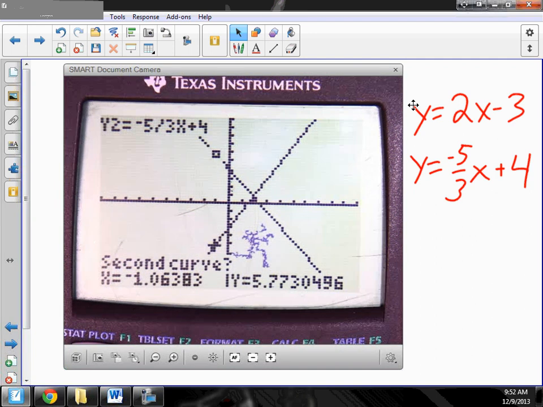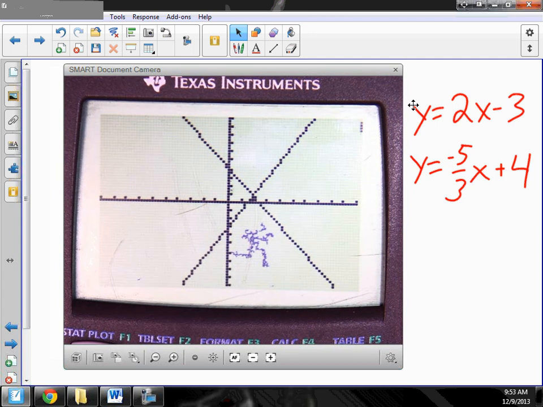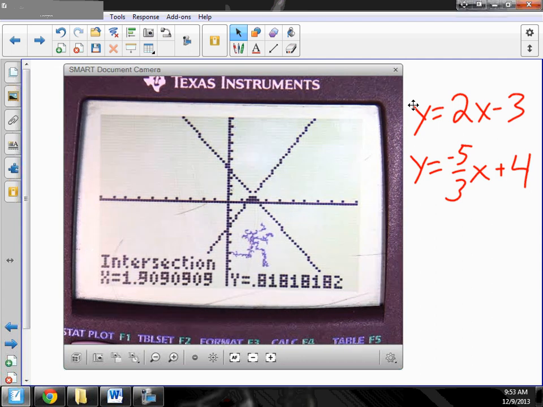Find the second curve. If you have 3 or more graphs, you need to be a little bit more careful and make sure that you pick the correct graphs. But as long as there's only 2, just push enter, enter. Now it wants a guess. Well, there's only one intersection because these are straight lines. Because they're straight lines, you can hit enter anywhere and it will find it. So the intersection is 1.9 and 0.81.